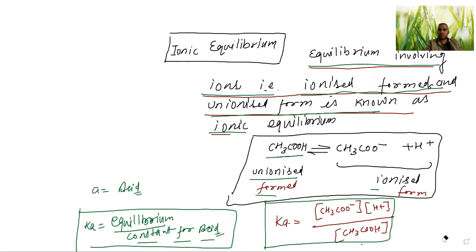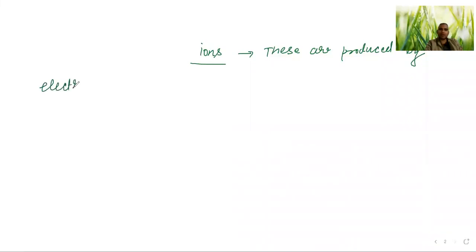Can I erase now? Yes, sir. Okay, so now we are talking about ions. Firstly, try to understand, because the acid, base, salt concept is also there. These ions are produced by electrolytes.